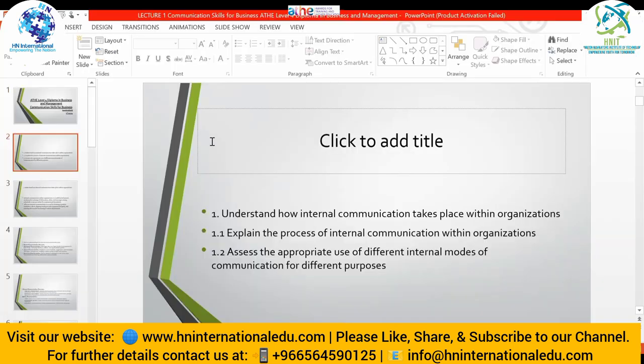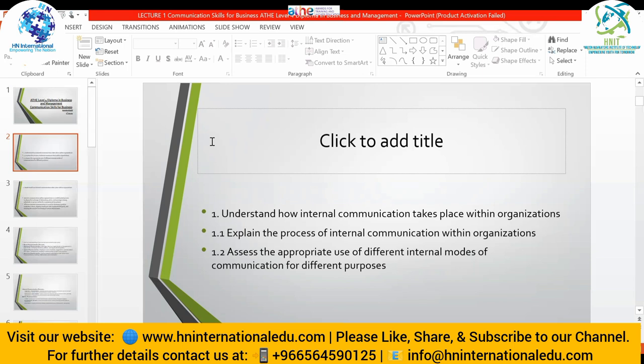So in today's lecture, we will be discussing how the internal communication takes place within the organization. Because the subject is all about communication skills around the business, the corporate sector, we will be discussing how it goes through in the corporate sector, inside the industries, inside the organization. Explain the process of internal communication within the organization. We will be discussing this as well all together.